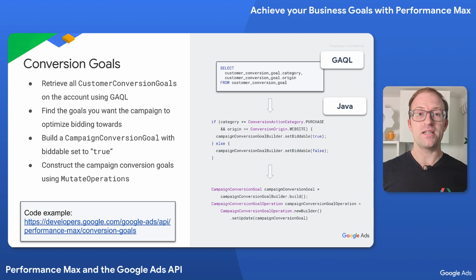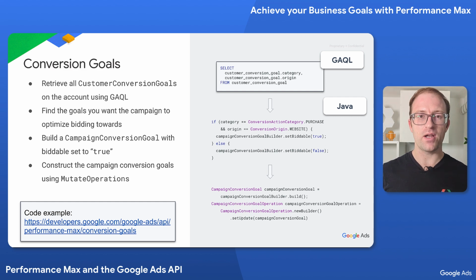The first step is to understand which conversion goals are present on the account, so we can find that by making a GACL request. Next, you can check the category is the one that you require, such as purchase, and the origin is correct, for example, website. Once we have found the right conversion action, we're going to copy it and use it with the campaign as the primary goal.